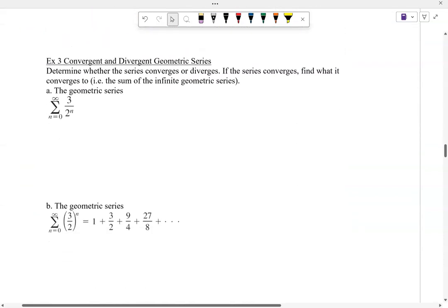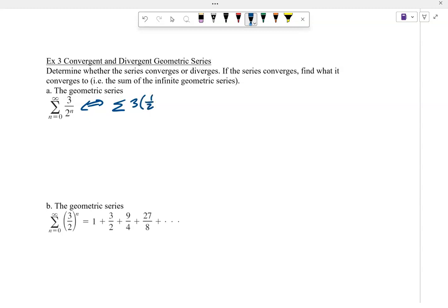So let's look at some examples with this geometric series test. If I was writing this out, maybe I'll write it this way. This is the same as 3 times a half to the n.